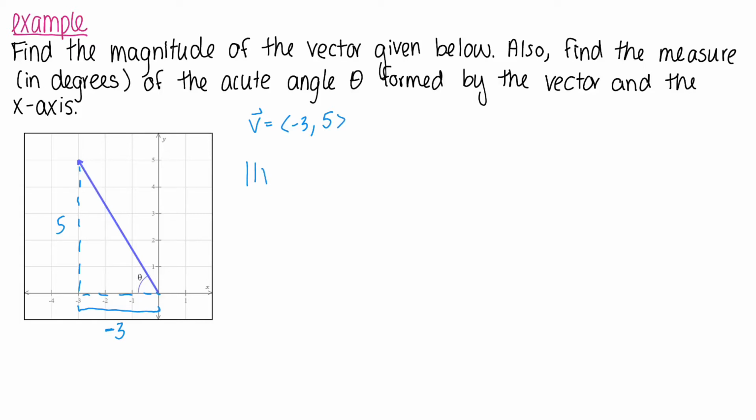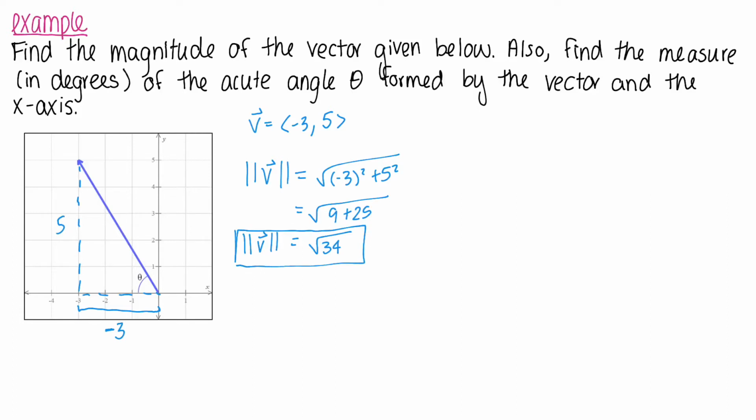So the magnitude of this vector would be the square root of negative 3 squared plus 5 squared. So that's 9 plus 25, which is the square root of 34. And that doesn't simplify anymore, so that would be its magnitude.